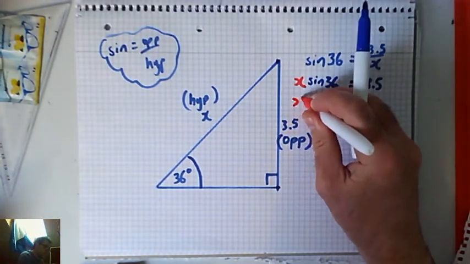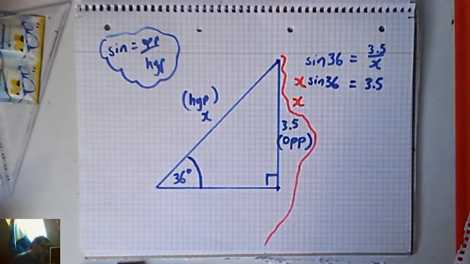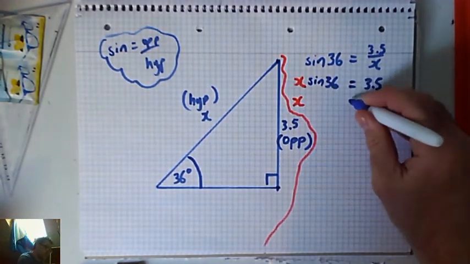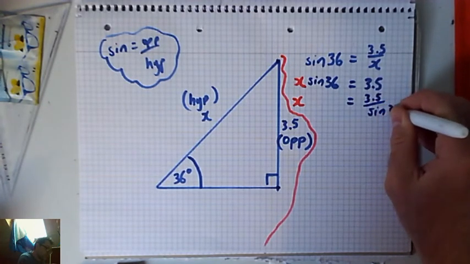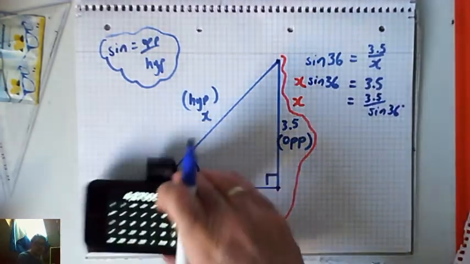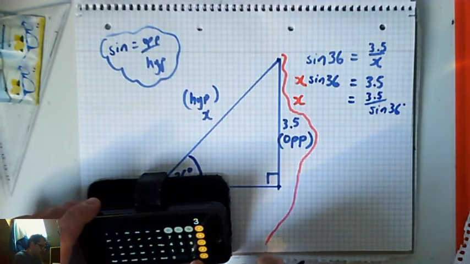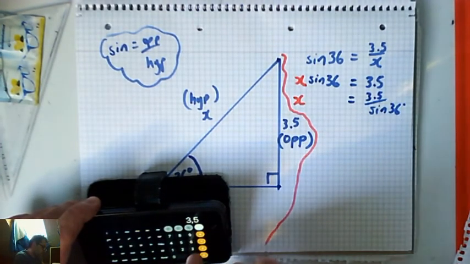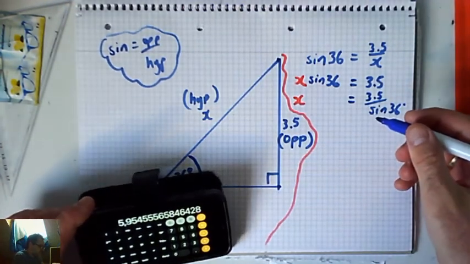But I want to get the x bit on its own. Let's just fence off my diagram there. I want to get the x bit on its own, so I'm going to have to divide by the sine 36. So x equals 3.5 over sine 36, and then it's straight to the calculator for that. And obviously your calculator is better than mine. Your calculator will allow you to just punch that in as a fraction. I've got to do 3.5 divided by, open brackets, 36 sine, close brackets, equals 5.95.